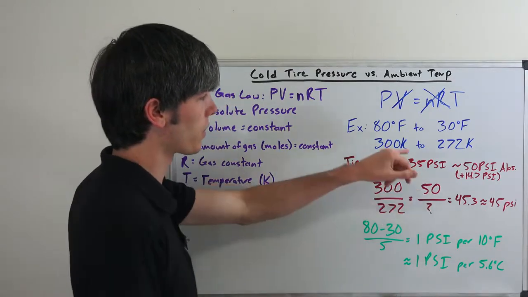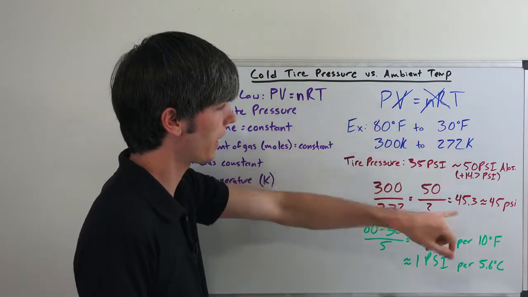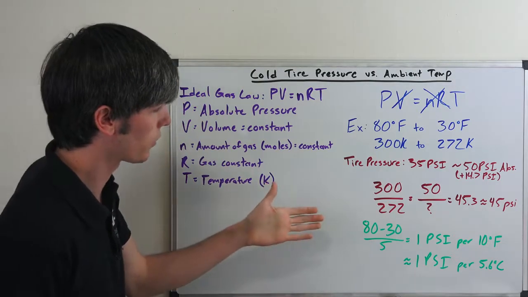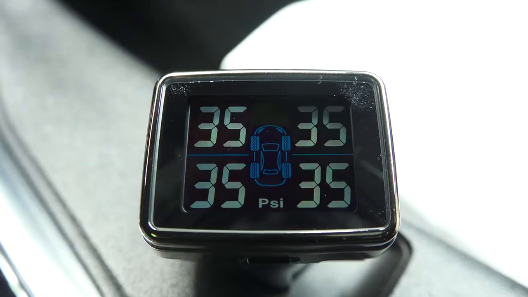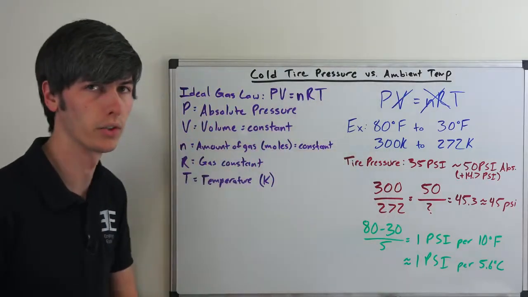So as you can see, with a 50 degree drop in Fahrenheit, we have a 5 psi drop. So for every 10 degrees, we have 1 psi. Now, if you want this information in Celsius, it's just going to be 1 psi for every 5.6 degrees Celsius change. So how does tire pressure affect grip?